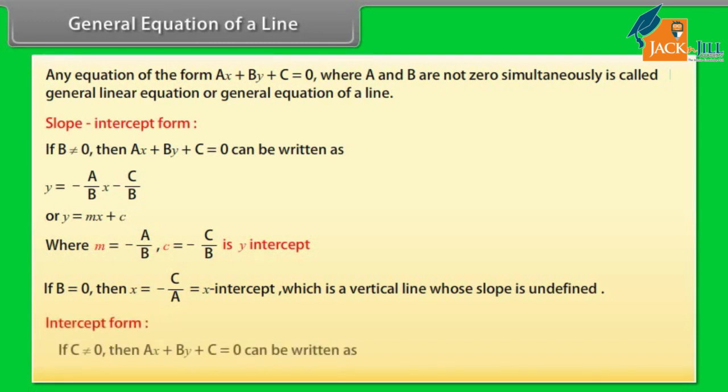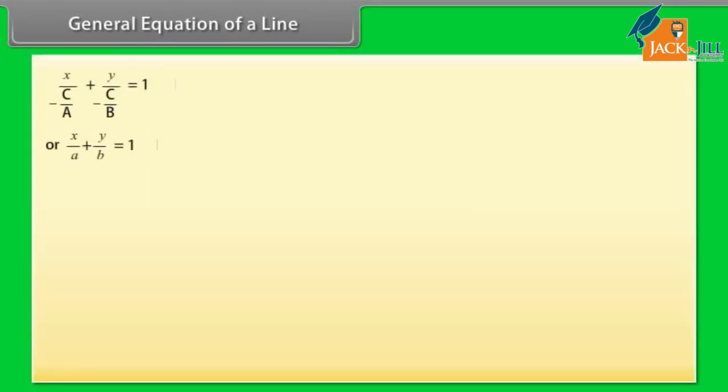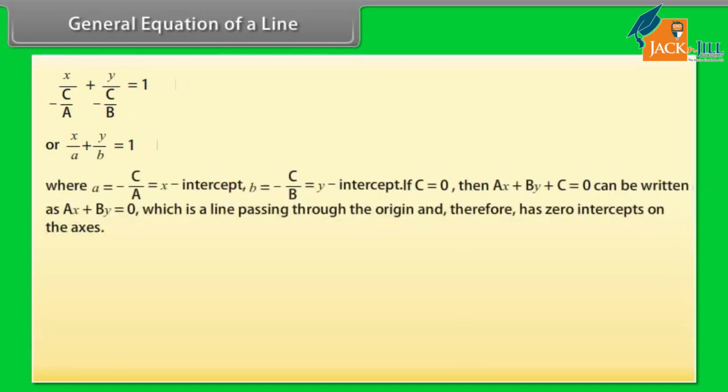Intercept form. If c is not equal to 0, then ax + by + c = 0 can be written as x/a + y/b = 1, where a = -c/a is the x-intercept, and b = -c/b is the y-intercept. If c is equal to 0, then ax + by + c = 0 can be written as ax + by = 0, which is a line passing through the origin and therefore has 0 intercepts on the axes.